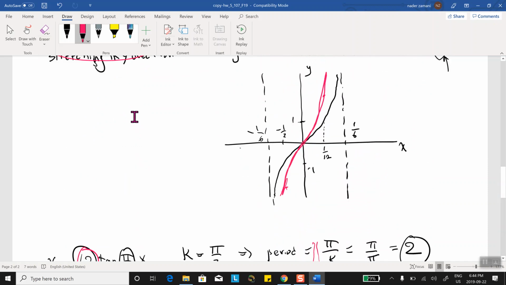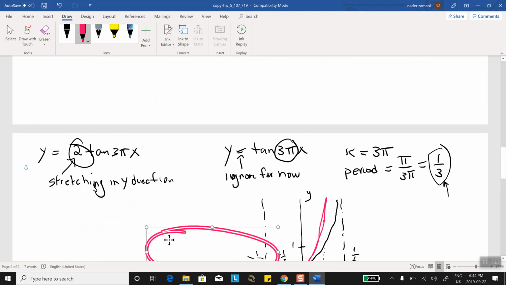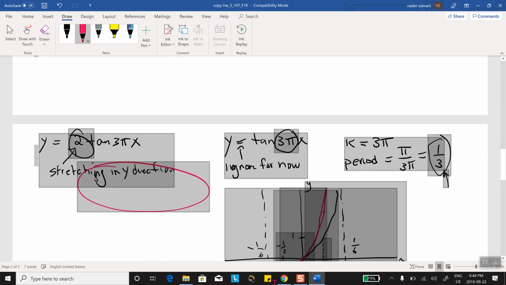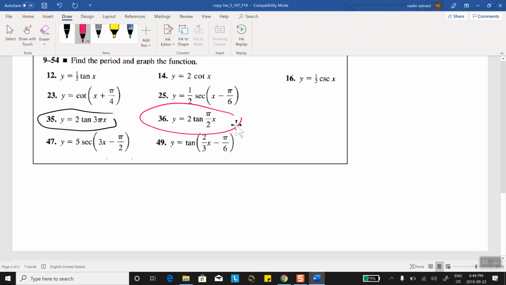Let me erase these things. Let me see, can I erase these things? Okay, let me erase these. Erase this and erase that.